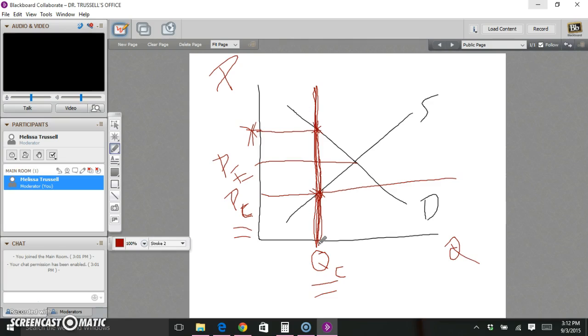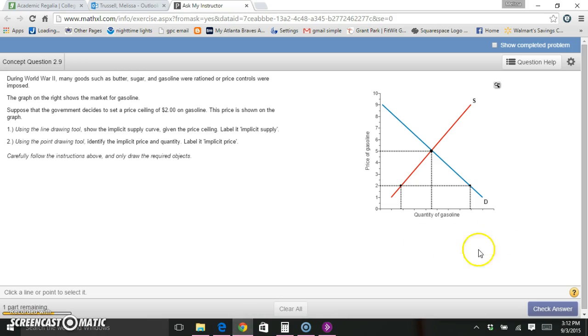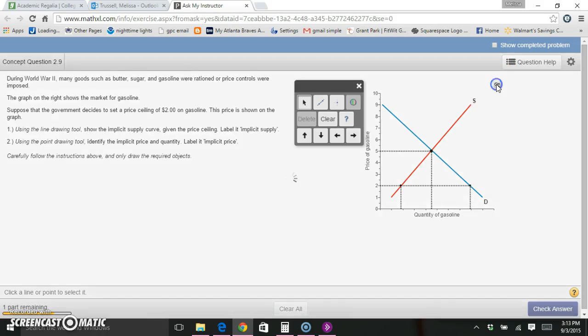So what they're asking us to do, let's flip back over to the question, is label that implicit supply curve and the implicit price and quantity. So now that we've got this price ceiling at $2, what's the quantity that's going to be supplied, and what is the implicit price that people are going to be willing to pay? Not the actual price, the ceilinged price, but what is this black market implicit price. So that's what they're asking us to do, is just label that for this particular market.